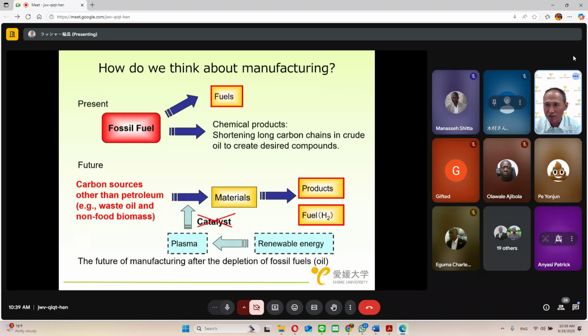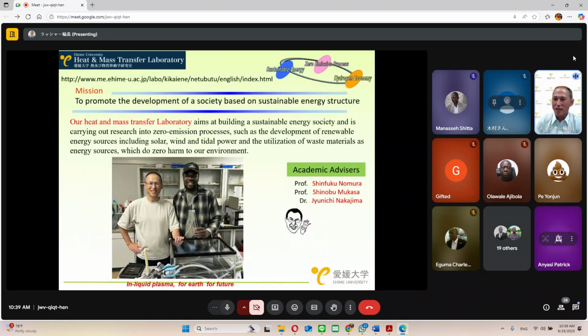With that catalyst. So finally, our lab mission is to promote the development of a society based on sustainable energy structure. So our keyword is scholar and athlete. So we are waiting for you at our lab.